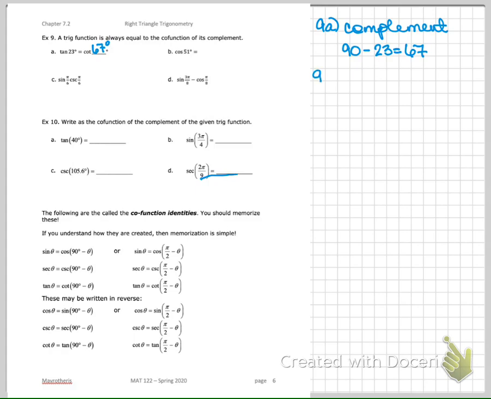So for B, same thing, we've got a 51 degree angle. The complement then is 39 degrees. And so this time, the function itself is not filled in, but we're talking about cofunctions. So the cofunction of cosine is sine, just the function part. So this is equal to the sine of 39 degrees.